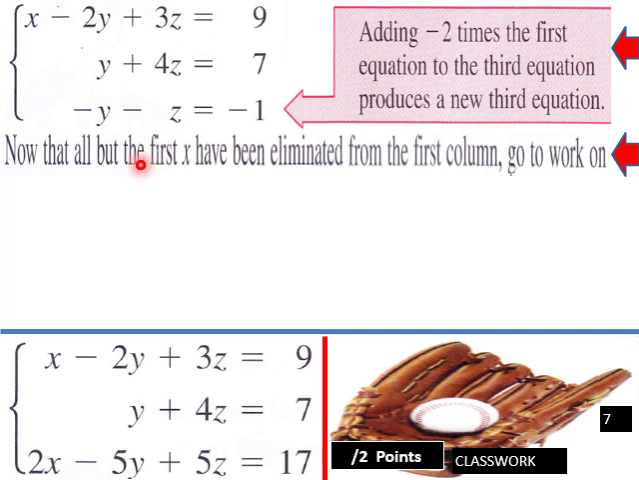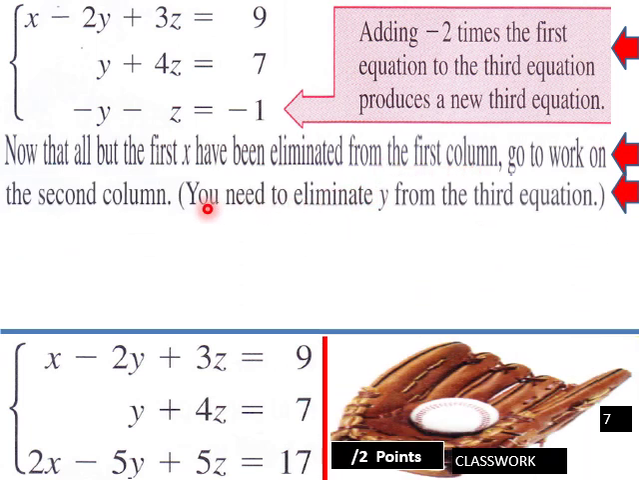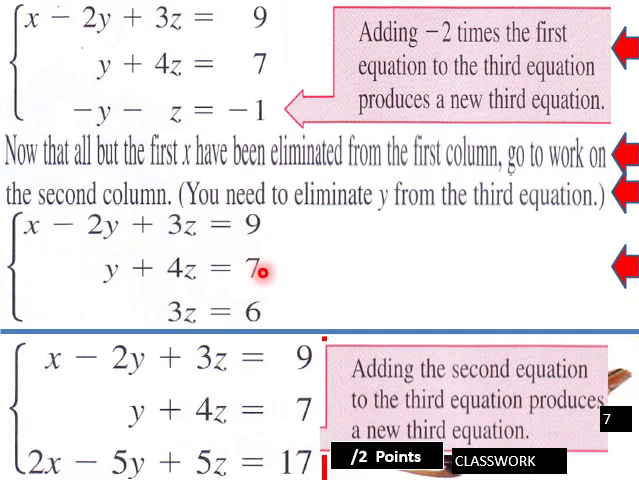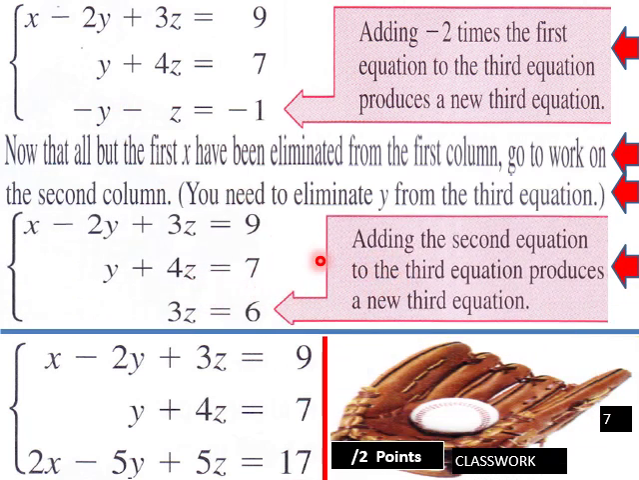Now that all but the first x have been eliminated from the first column, go to work on the second column. Here's your second column here. You need to eliminate the y from the third equation. We need to get rid of this y here. So how do we do that? We're just going to add our second equation to the third equation. This goes away. We add 4z to z, that equals 3z. And then 7 plus negative 1 would be 6. So here is our stair step.